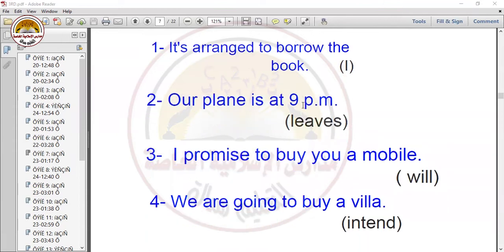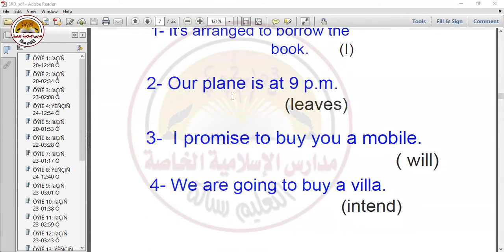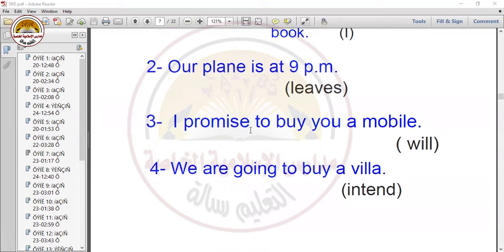Number two, your plane is at 9 p.m. We have a timetable. They ask you to use leaves. So our plane leaves at 9 p.m. Very good. We use the present simple for a timetable.